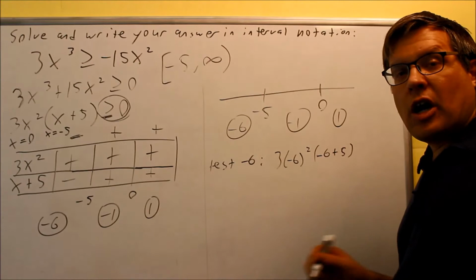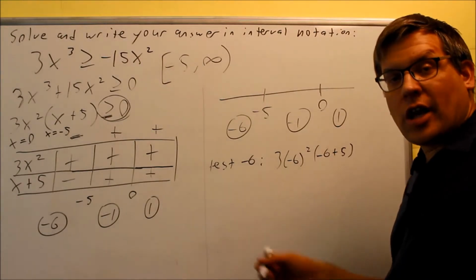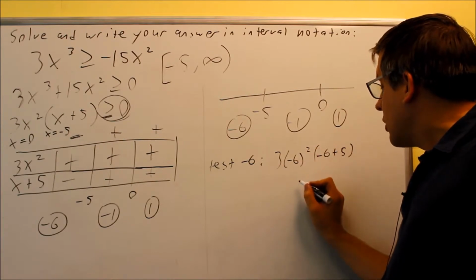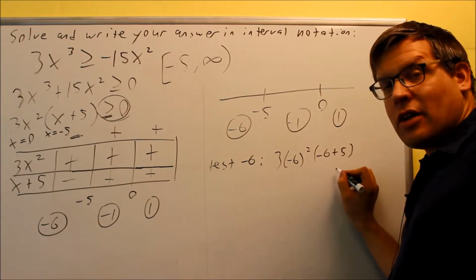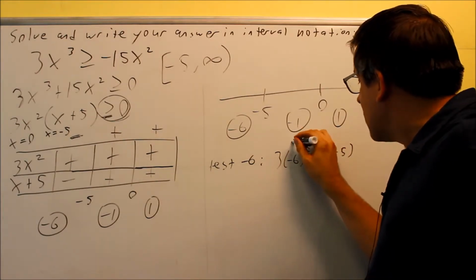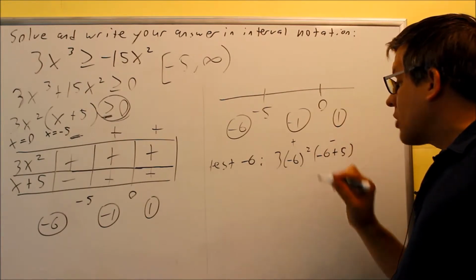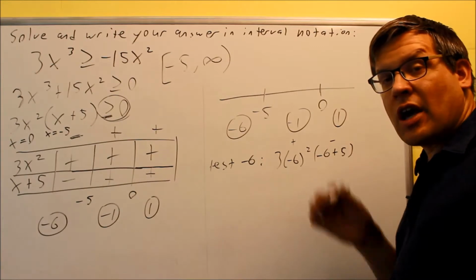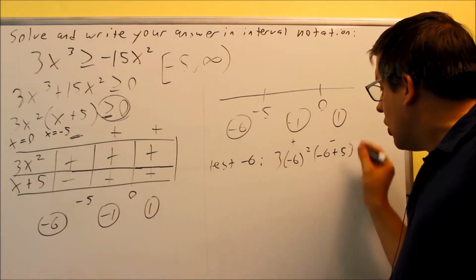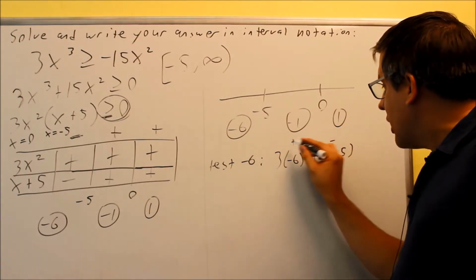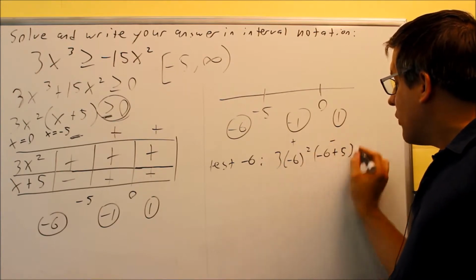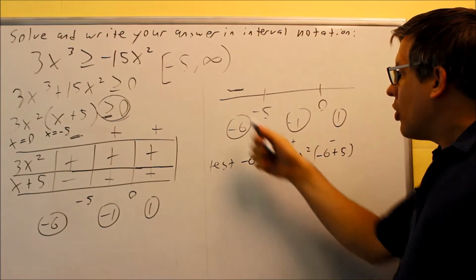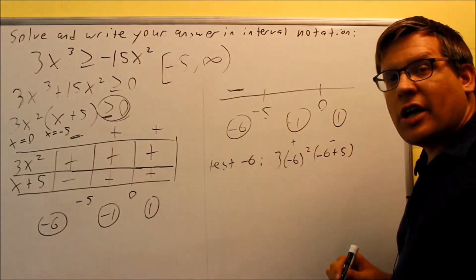I'm only concerned about whether we get a positive or a negative result here. This part's going to give me a positive number, but this part's going to give me a negative number. So if I have a positive and a negative there, when I multiply, I'm going to end up getting a negative number as a result. Again, I don't really care about what the actual number is. I'm only concerned about whether it's positive or negative. So I know that all numbers up to -5 should all be negative.